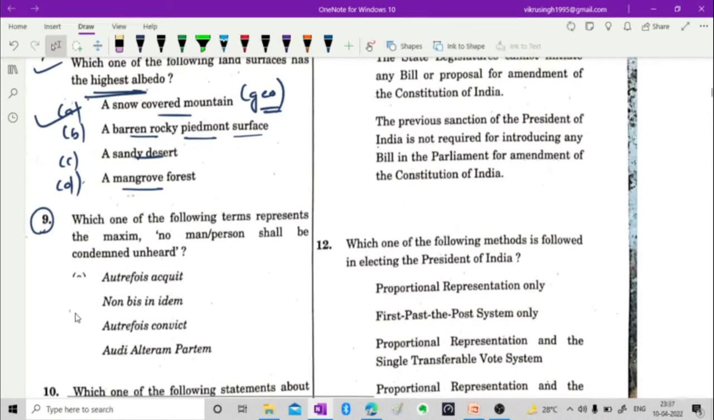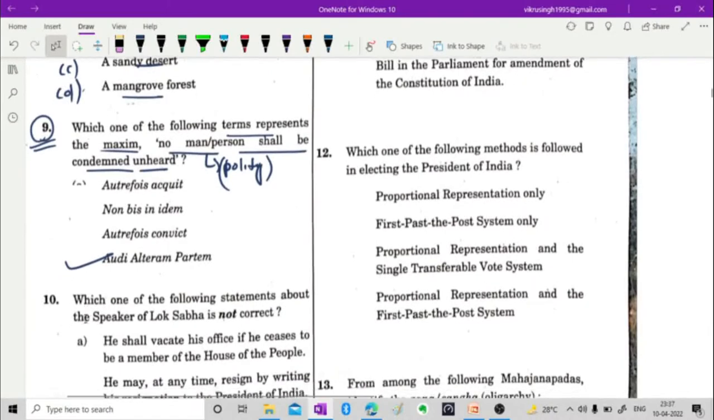Question number 9. It is a very tricky and good question. This is from the polity section. So the question is, which of the following terms represents the maxim, no man or person should be condemned unheard? So the correct option is audi alteram partem. So this is from the polity section.